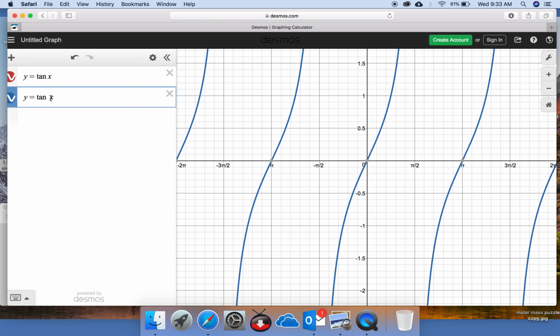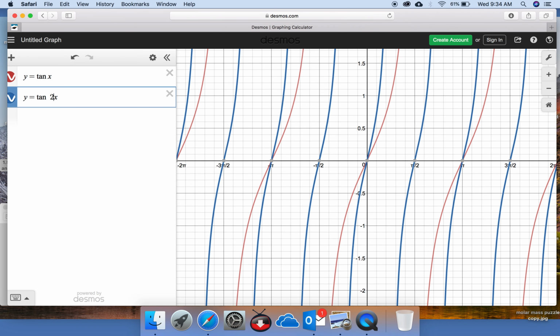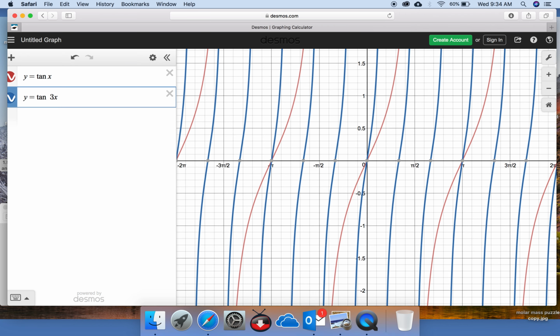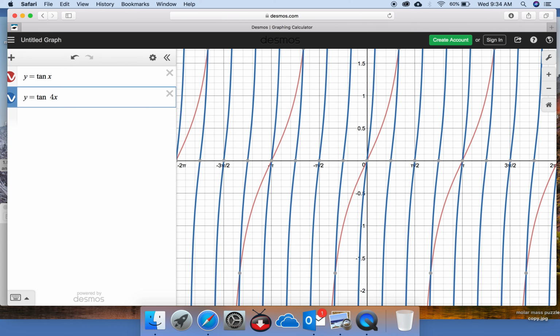So when I put a number in front of the x, that tells me how many tangent curves I can fit in one of those periods, or how many tangent curves I can fit into pi. If I put a 2 there, that means I can fit twice as many tangent curves. If I put a 3, I can fit 3 times as many. If I put a 4, I can fit 4 times as many.